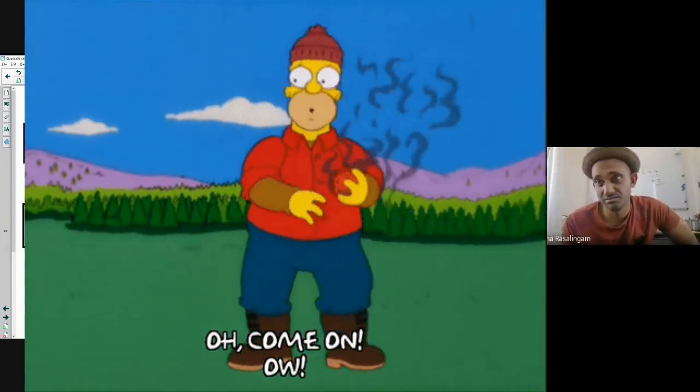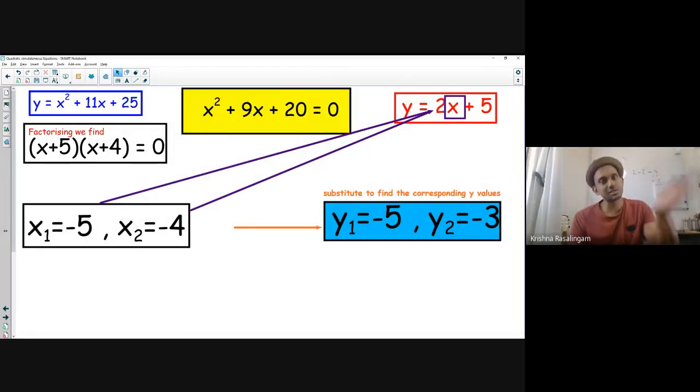Because it's easier. Why would I sub into x squared plus 11x when I can just use the red one, where there's a times by 2 thing there. So if I sub it into the red equation, what is 2 times minus 5? Minus 10. What is minus 10 plus 5? Minus 5. So when x is minus 5, y is minus 5.